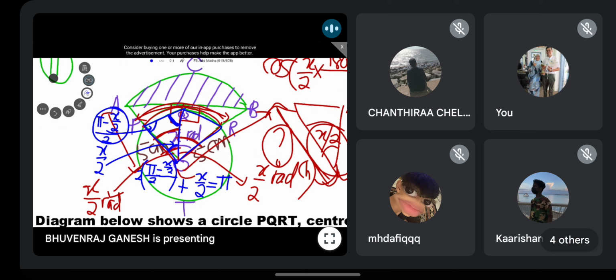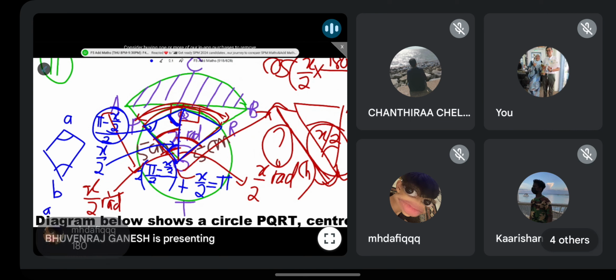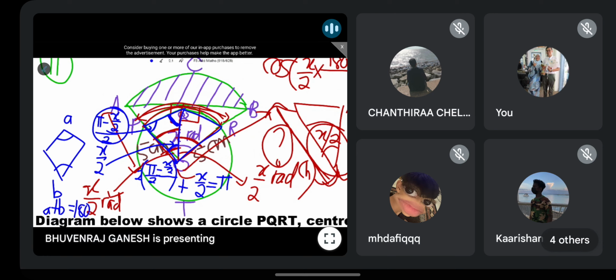Kalau dia macam ni lah. Ada quadrilateral macam ni. Sudut A, sudut B. Apa hasil tambah dia sama dengan? What is the total angle? A plus B equal what? Okay, 180, correct. So we can actually use this concept. Kita boleh guna konsep tu.